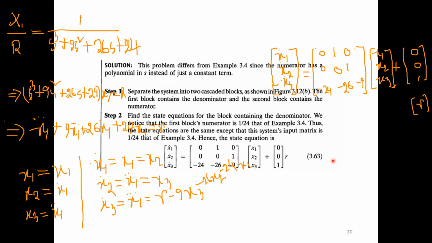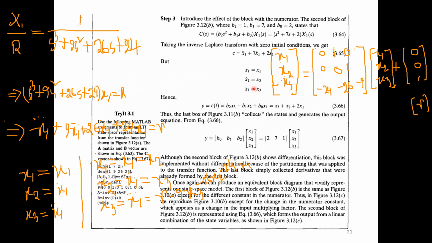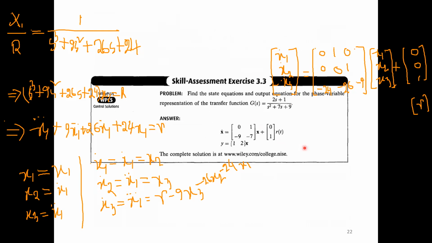Okay, now for the second part. For this one, C(s)/X1(s) is equal to this. See, C(s)/X1(s). So what would be the X1? Take this variable, now put it here, then you'll get the equation. Similarly, you can solve this one. Do you know how to solve this? Let me help you.